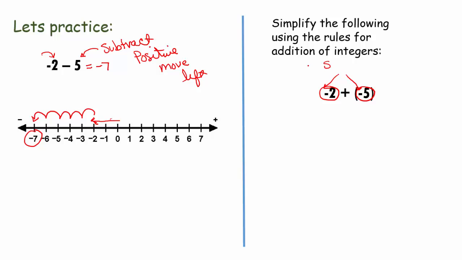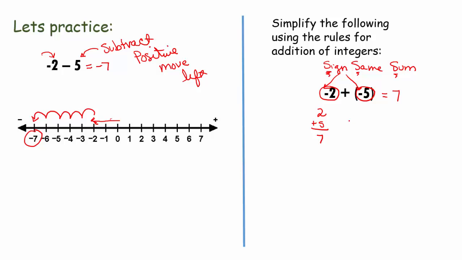Those signs are the same. Signs are the same, we find the sum. That's alliteration from English class. Signs are the same, find the sum. What's the sum? The sum's the answer with addition. So I say, oh, I have to do 2 plus 5. What's 2 plus 5? 7.